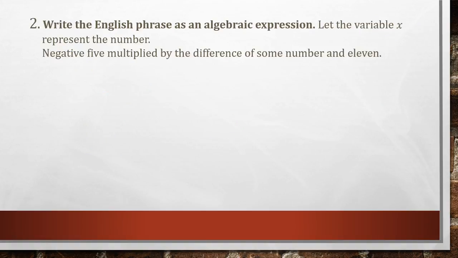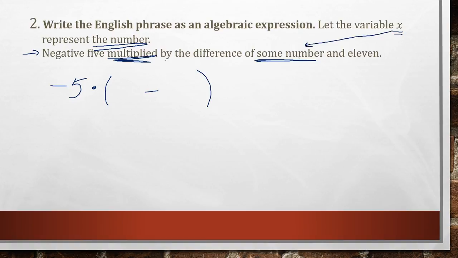Number 2, write the English phrase as an algebraic expression. Let the variable x represent the number. So whenever we see the words a number or the number, we're going to write our x there, all right? So let's see what it says. It says negative 5, so let's go ahead and write negative 5 multiplied. So we're going to multiply something here by the difference. So we know that we're going to have some kind of subtraction of some number. There's our number that we were looking for earlier. So we're going to represent that some number by x.